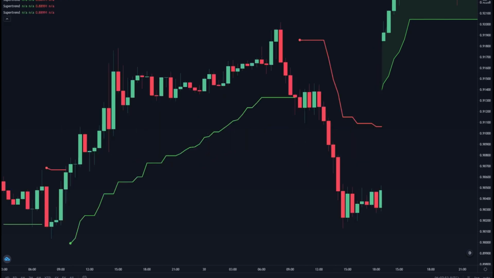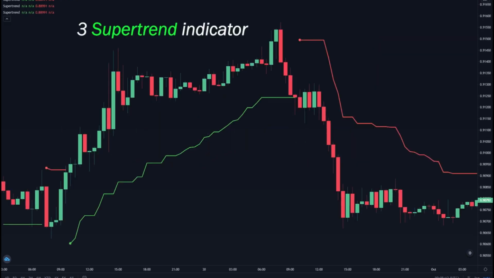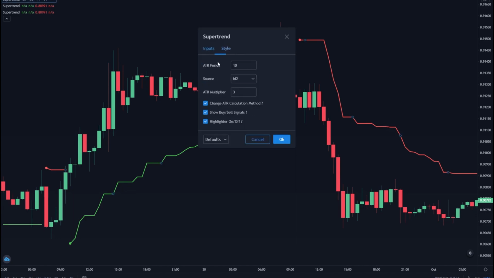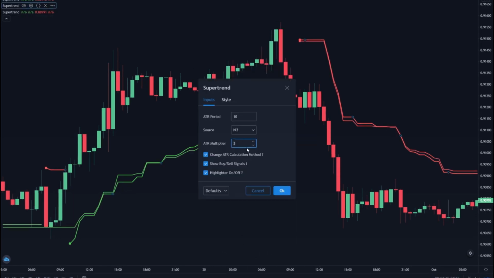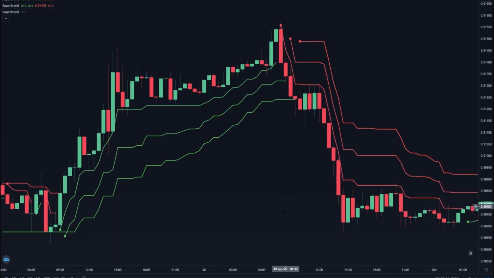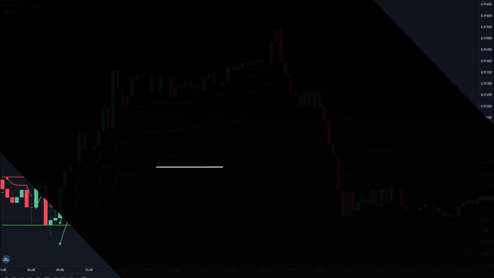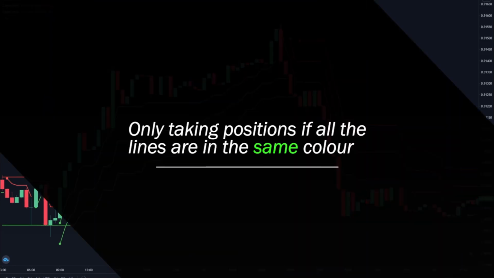This is how you do it. First, you need to put 3 super trend indicators. The first indicator, you need to set it to 3 and 12. The next one, you set it as 1 and 10, and the third one, you set it as 2 and 11. So the way we use the super trend strategy is by only taking positions if all the lines are in the same color.